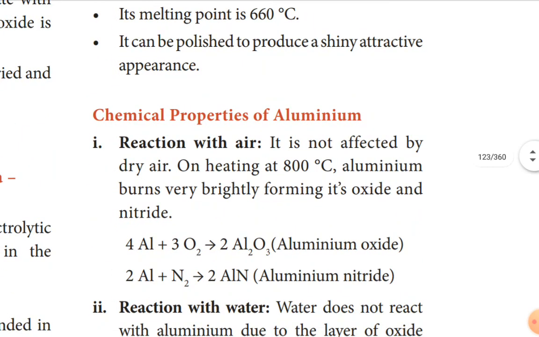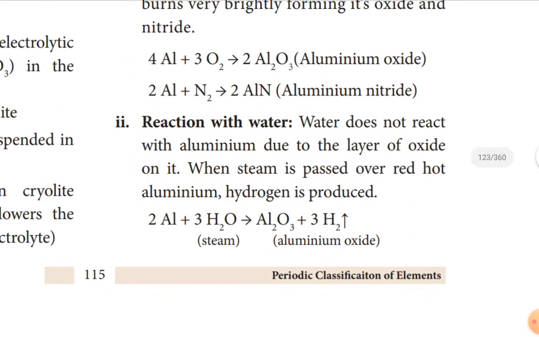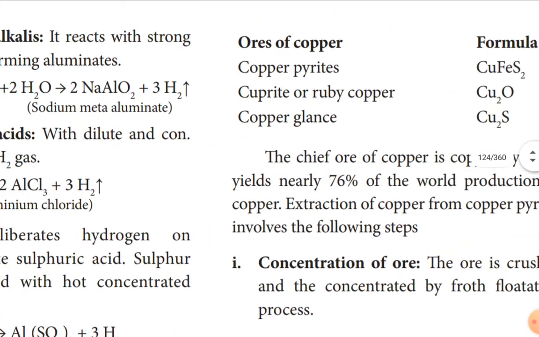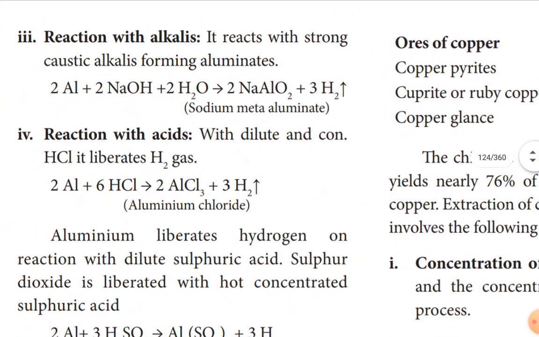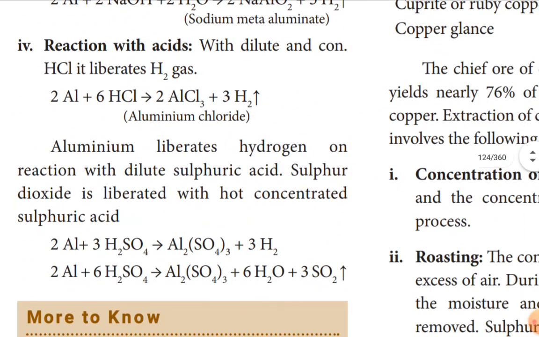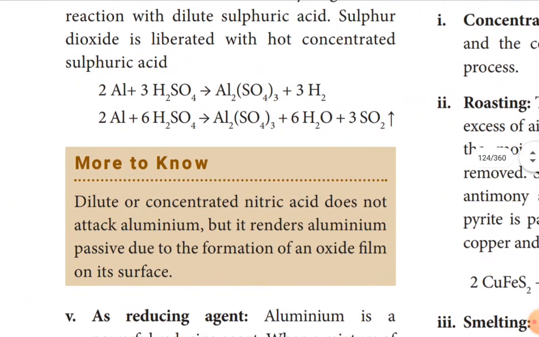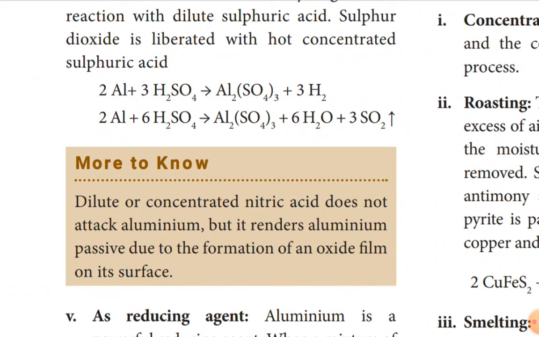Then physical properties: silvery white metal, malleable, ductile, good conductor. Then chemical properties: it reacts with oxygen at 800 degrees Celsius to form aluminum oxide. Ordinary water will not react, but steam reacts with red hot aluminum to give aluminum oxide. Hot alkali reacts to form sodium metaluminate, and hydrochloric acid and sulfuric acid react to give the concerned salts, aluminum chloride and aluminum sulfate. But nitric acid will not attack because it forms an oxide film on the surface of the aluminum.